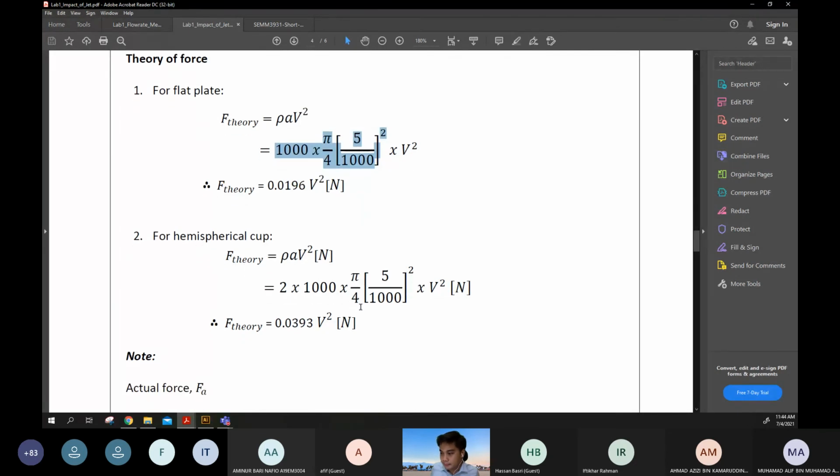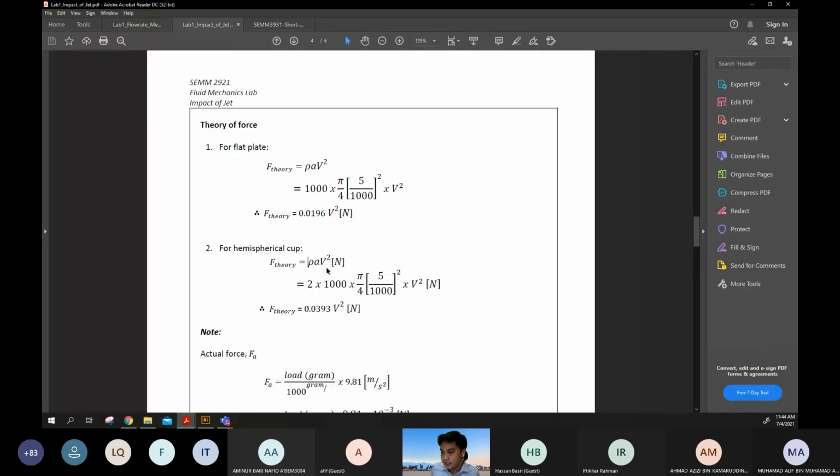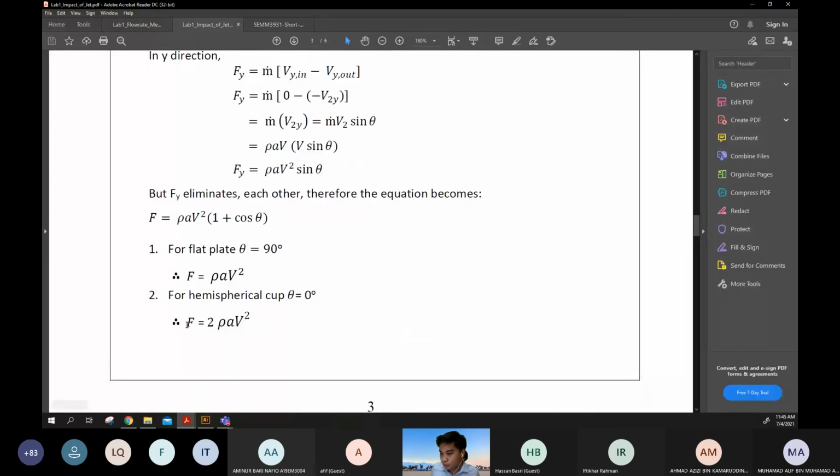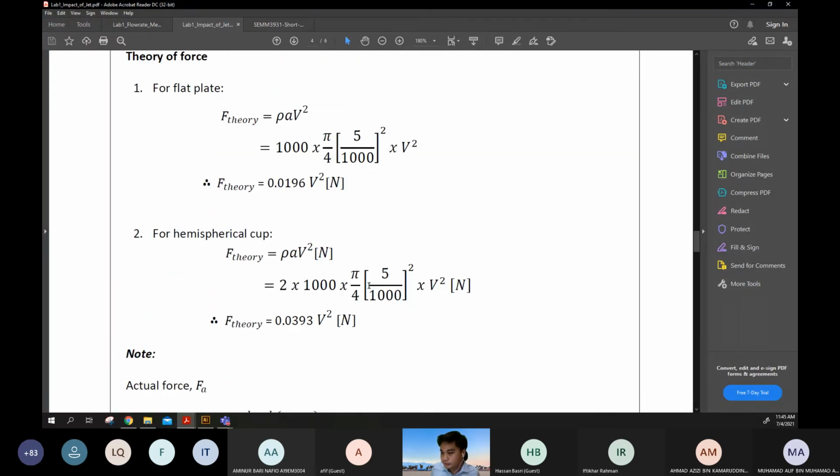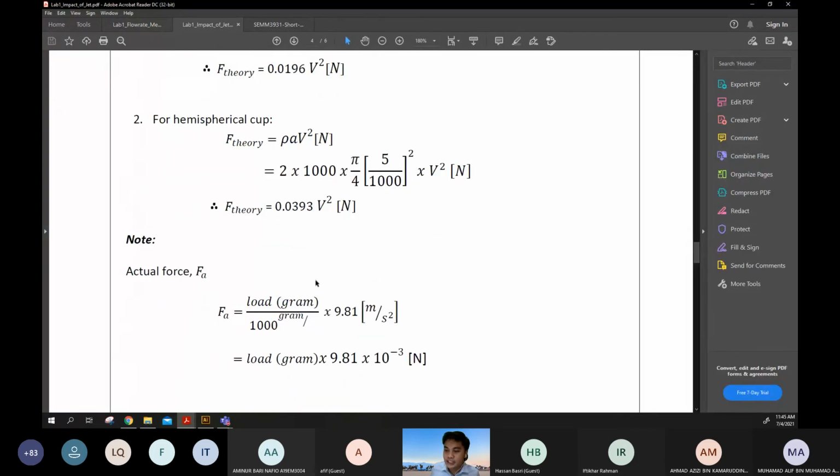For the hemispherical cup, it is the same. But for this cup, you need to multiply with 2 because we have the equation of this one: 2 rho AV squared. Okay, this is a typo, this is 2 for the hemispherical cup. Because you look at here, 2 AV squared. Just substitute the value and use this coefficient and velocity for the hemispherical cup. Don't interchange that.